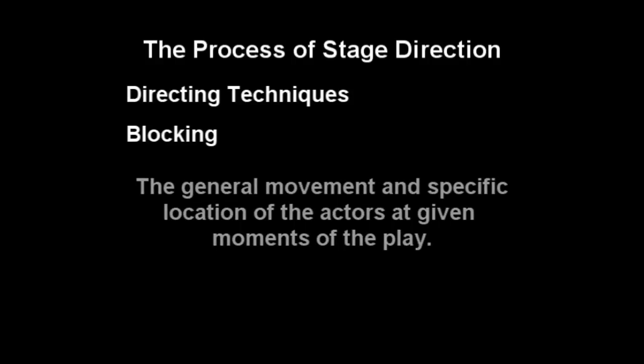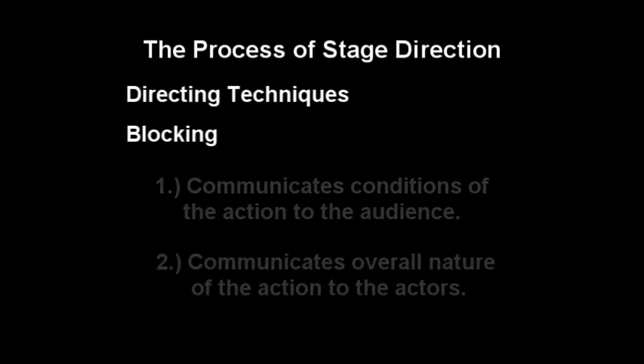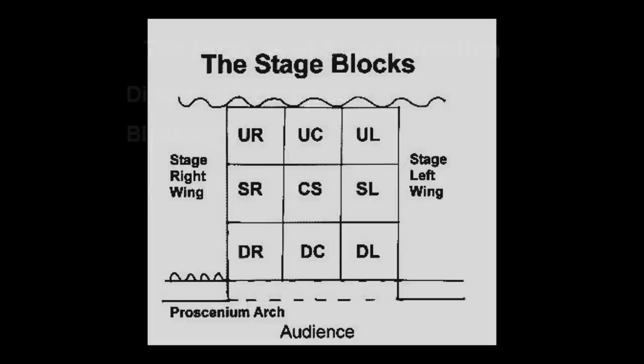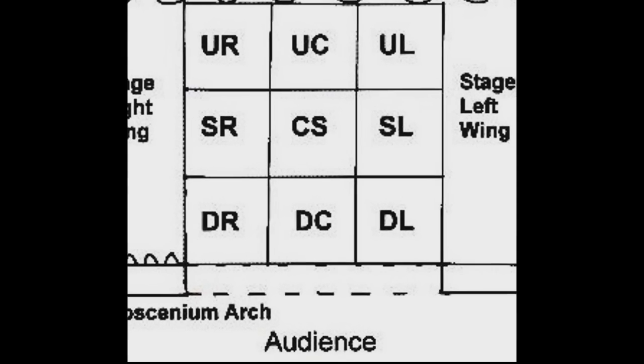How the director blocks a play will not only communicate specific information to the audience that witnesses the play, but it also communicates the nature of the action to the actor who is utilizing the movement. The term stage blocking refers to the stage blocks on the stage. As you recall from our discussion on the proscenium arch space, we discussed how the stage is divided into 9 arbitrary areas that tend to have differing levels of strength. These areas are used to create a series of stage pictures.